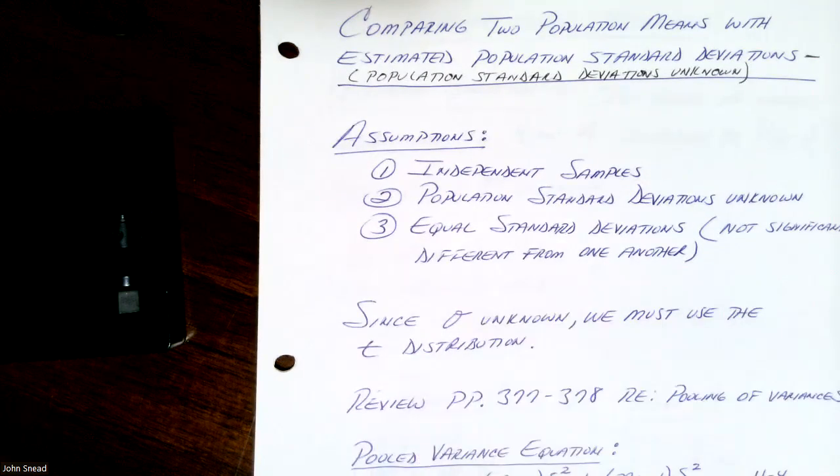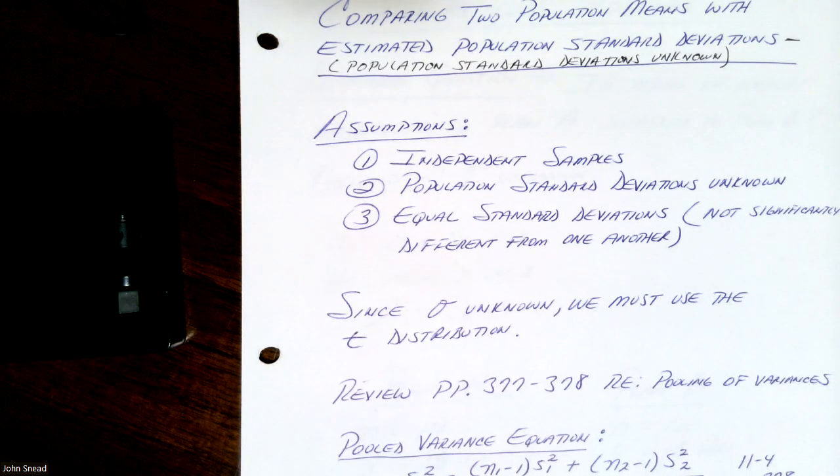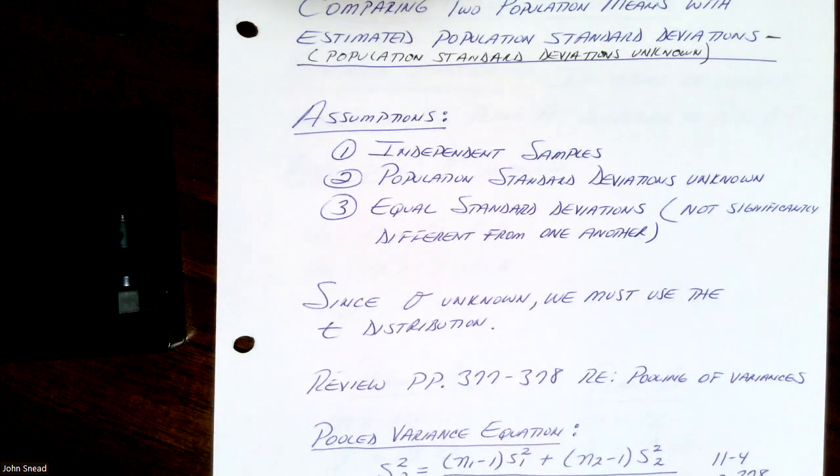We're again going to assume that the population standard deviations are unknown. And in the textbook, they say that the standard deviations have to be equal. Actually, they don't necessarily have to be exactly equal, but they cannot be significantly different from one another. And as we've talked about throughout the past couple of modules, anytime the population standard deviation is unknown, we must use the t-distribution. And I know you guys can read, so be sure to pay close attention to the material.